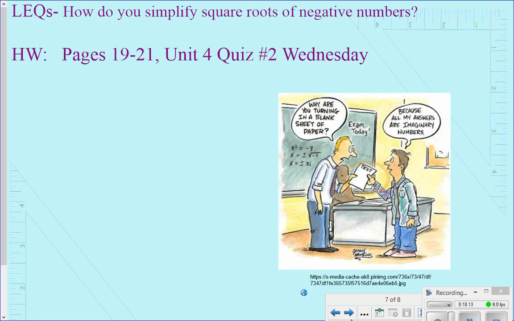So homework for next class is pages 19 through 21. Remember, please stay on top of your assignments. Get that assignment done for the next class. Don't fall behind. This is a tough unit, and you need to stay on top of your assignments. Next week, you'll have a quiz, the second quiz for the unit. So go ahead and work on those problems for next class.